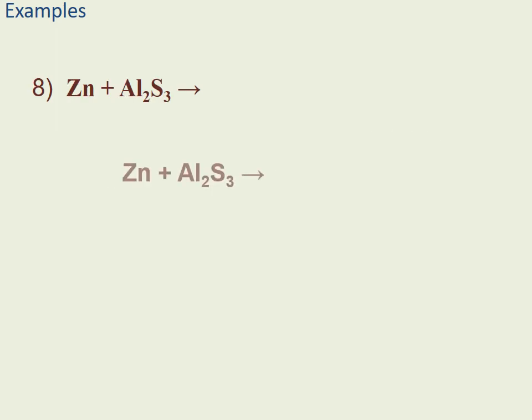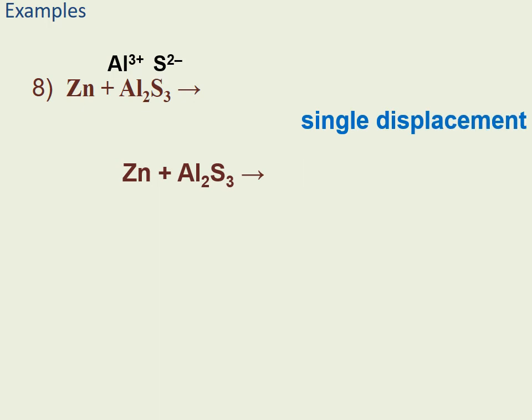Example 8, we have zinc reacting with Al2S3. Now, Al2S3 has Al3+ on the front, and I recognize that S commonly takes a negative charge, which is 2-. So that means I have zinc by itself, and I have this pairing of aluminum and sulfide. So that means this must be single displacement. So who will zinc replace, aluminum or sulfide?